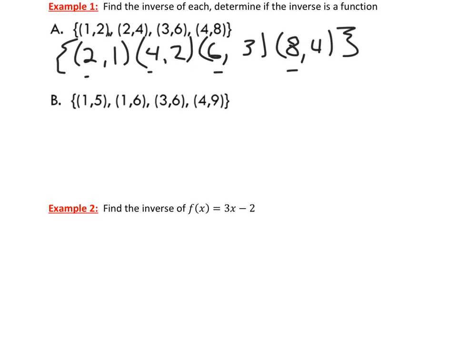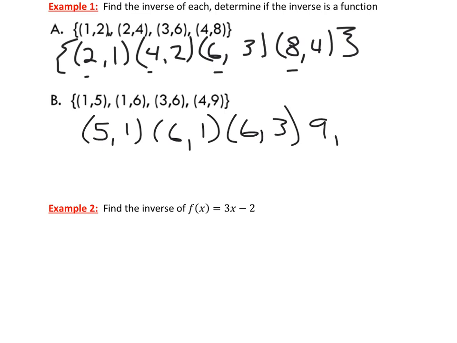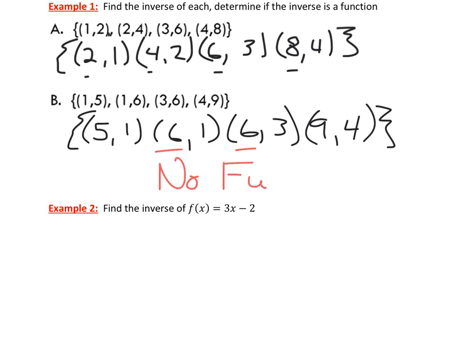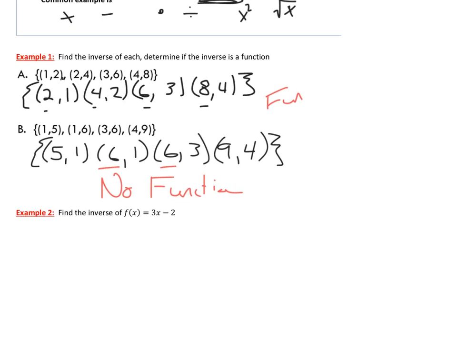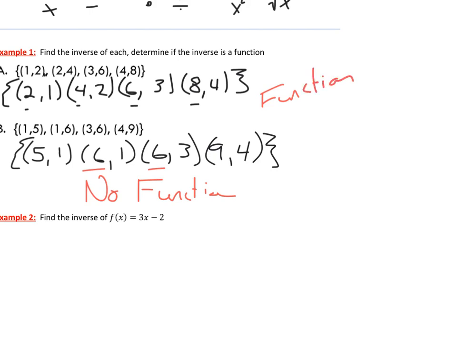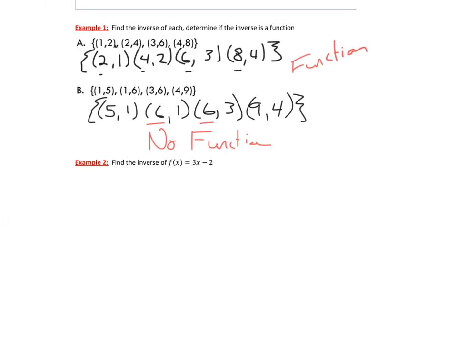Number B. So again, switch x and y to find the inverse. So (5, 1), (6, 1), (6, 3), and (9, 4). I'm putting them in squiggly brackets to tell me it's a list of ordered pairs here. You can see that the 6 repeats, so this one's not a function. I should probably write function up here. So there we go. That's it for example 1.